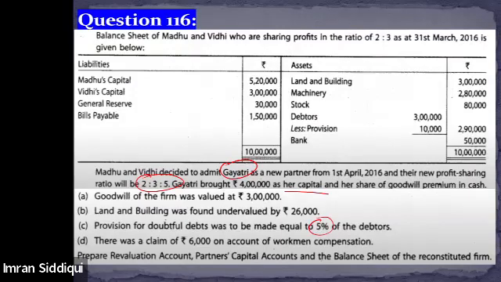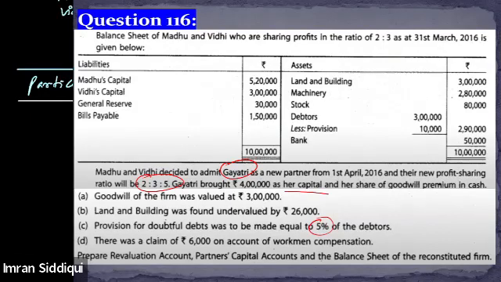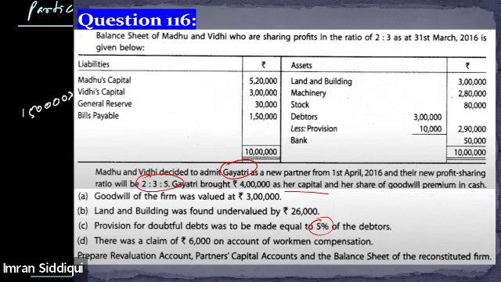Right? So we will write down by premium for goodwill. Whose account will be credited? Madhu and Vidhi's accounts will be credited by premium for goodwill. And the amount will be 1,50,000 into 2 by 5, meaning 60,000, and 90,000 for Vidhi. Got it, everyone? Is this clear? Sania, Aman, is this entry clear?